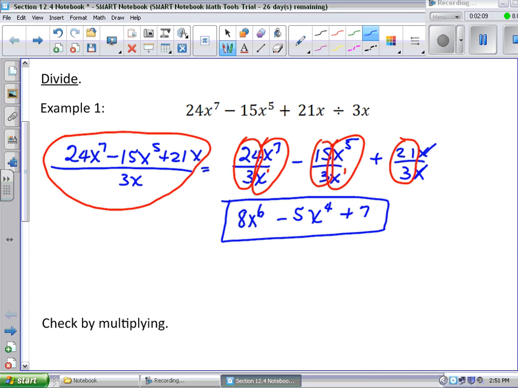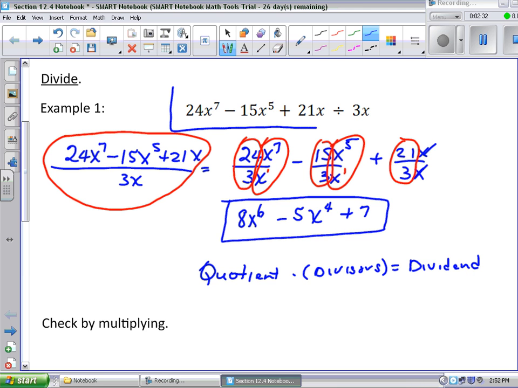Now, how do we check it? When we check division, we multiply our quotient times our divisor, and we want to get the dividend, which is what we started off with in the first place. This is what we're trying to get when we multiply the quotient times the divisor, 3x. The quotient was 8x to the sixth minus 5x to the fourth plus 7.